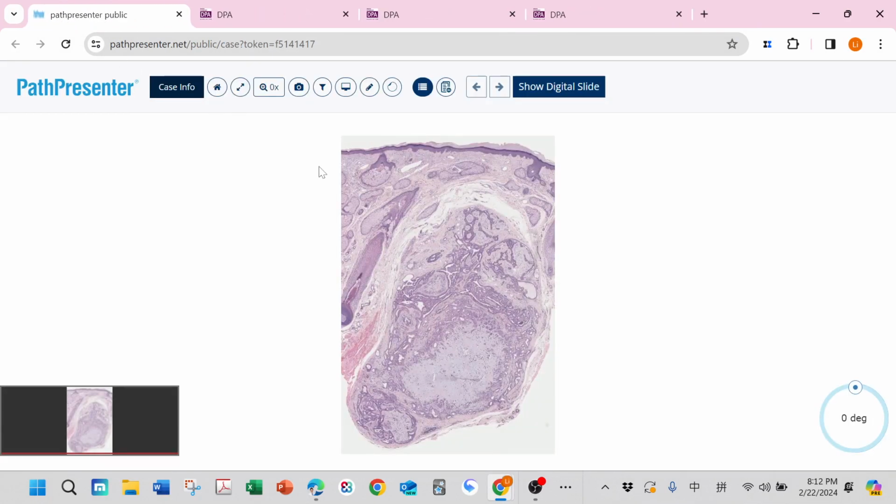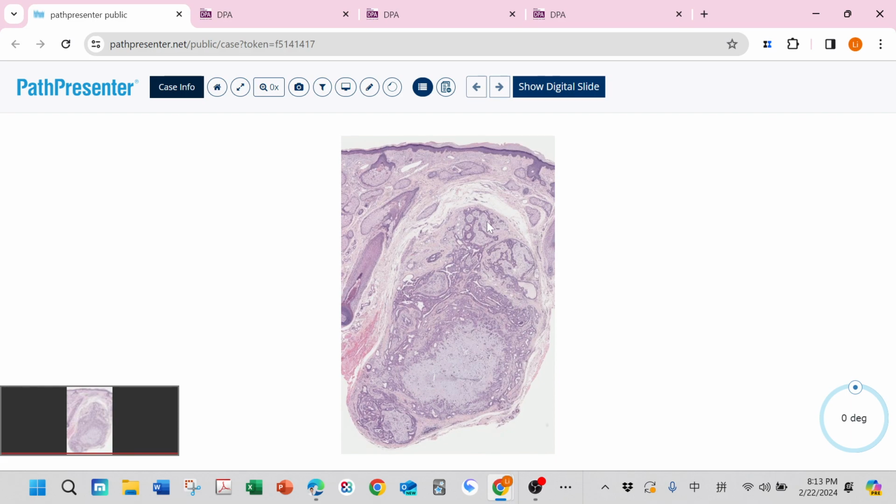Let's move to the next one. This one is a really funny one because we have the same component for the diagnosis in the salivary gland, that is polymorphic adenoma. Actually, this one is just called a cutaneous mixed tumor, which looks identical to the polymorphic adenoma. How to make the diagnosis?